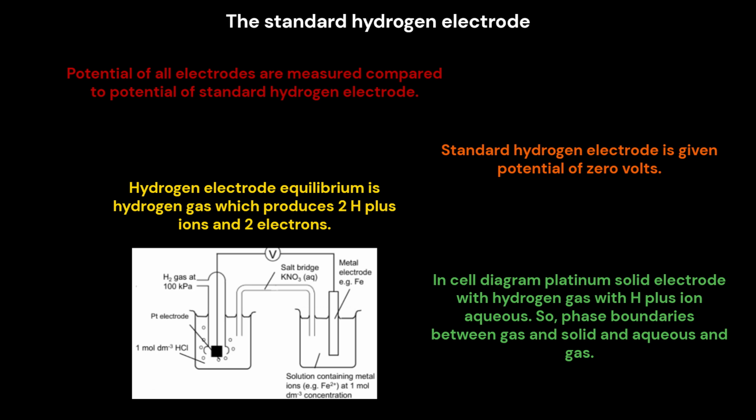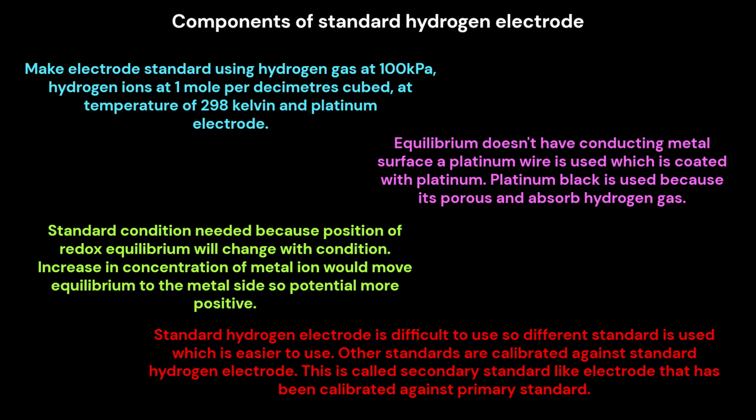The hydrogen electrode equilibrium is hydrogen gas producing two H+ ions and 2 electrons. In the cell diagram: platinum solid electrode, hydrogen gas, H+ ion aqueous. So there are phase boundaries between solid and gas and between gas and aqueous. Components of the standard hydrogen electrode: hydrogen gas at 100 kilopascals, hydrogen ions at 1 mole per decimetre cubed, a temperature of 298 Kelvin, and a platinum electrode.